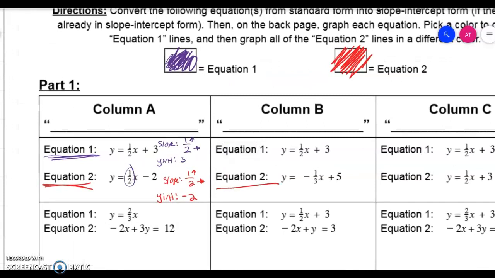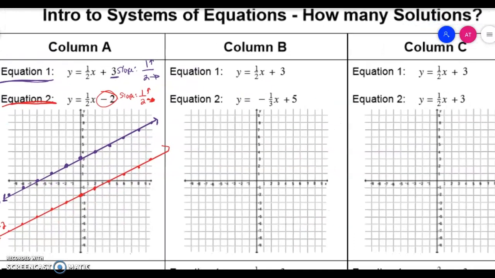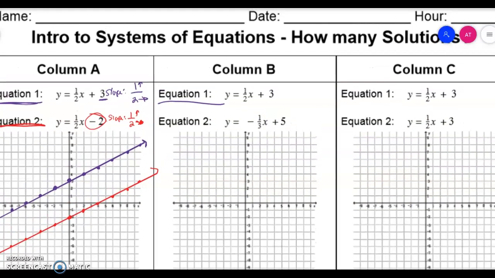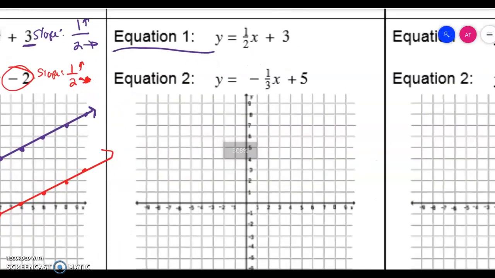But let's try column B right here. Let's try this first equation and this second equation here. So we're going to move to the right 1, and we're going to look at these. Our first one, equation 1, again, is going to be in purple. My slope, oh look, my slope is the same again for this one, which is pretty neat. So my slope is 1 over 2, so up 1 and to the right 2, and my y-intercept is going to be a positive 3.